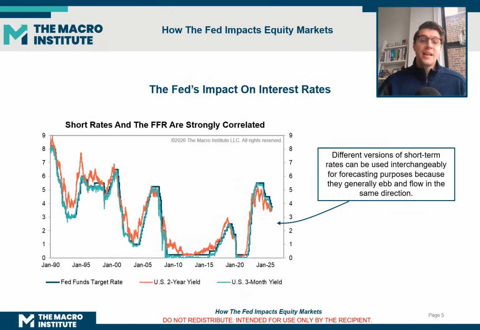So the Fed has a big impact on interest rates, specifically on short-term rates. So short rates and the federal funds rate are strongly correlated, as you can see from this chart. You can basically use different versions of short-term rates interchangeably when you're trying to forecast economic data, because again, they flow basically in the same direction. You can see there's a very, very tight relationship here. And you can see that all the way from 3 months to 2 years, right? So there's a decent spread there.